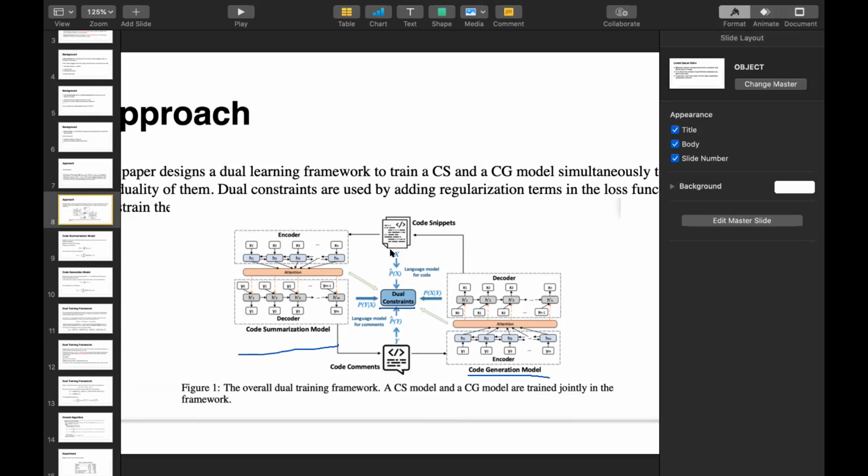And we can see here that the code snippet is the input of the code summarization model, and the output is the code comments. And vice versa, the code comments are the input of the code generation model, and the output is the source code.